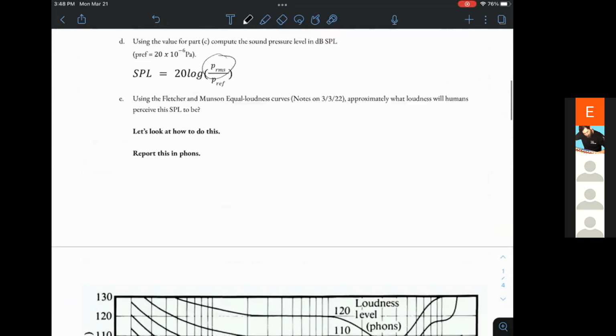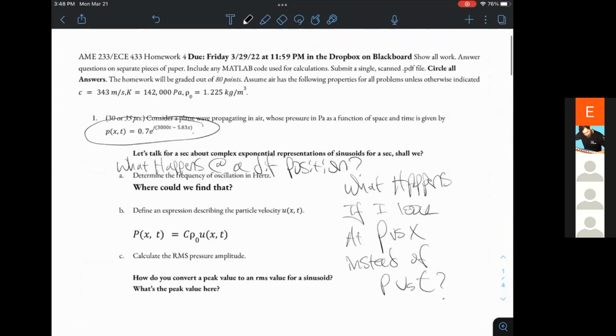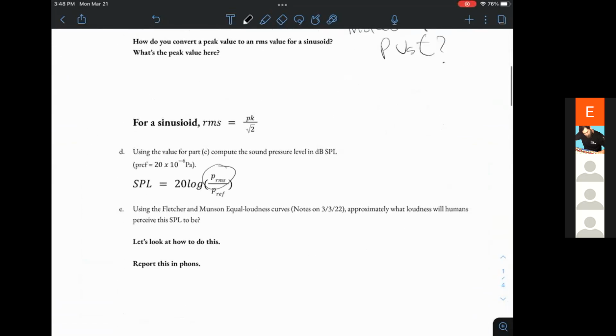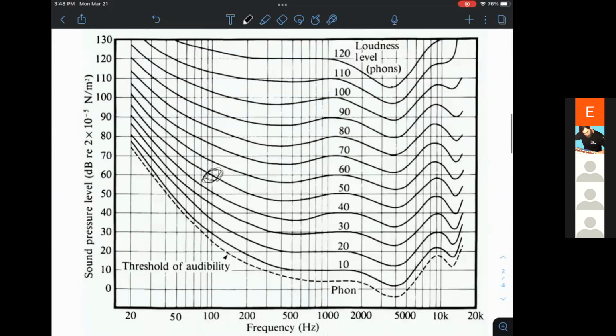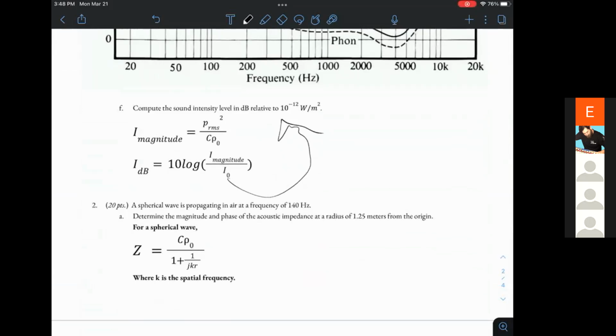Questions, thoughts, and concerns? I had a question with the equation for Z. What was R again? R is the distance from the origin, which is just this radius right here. Good question. Oh, okay, thank you. You're welcome.